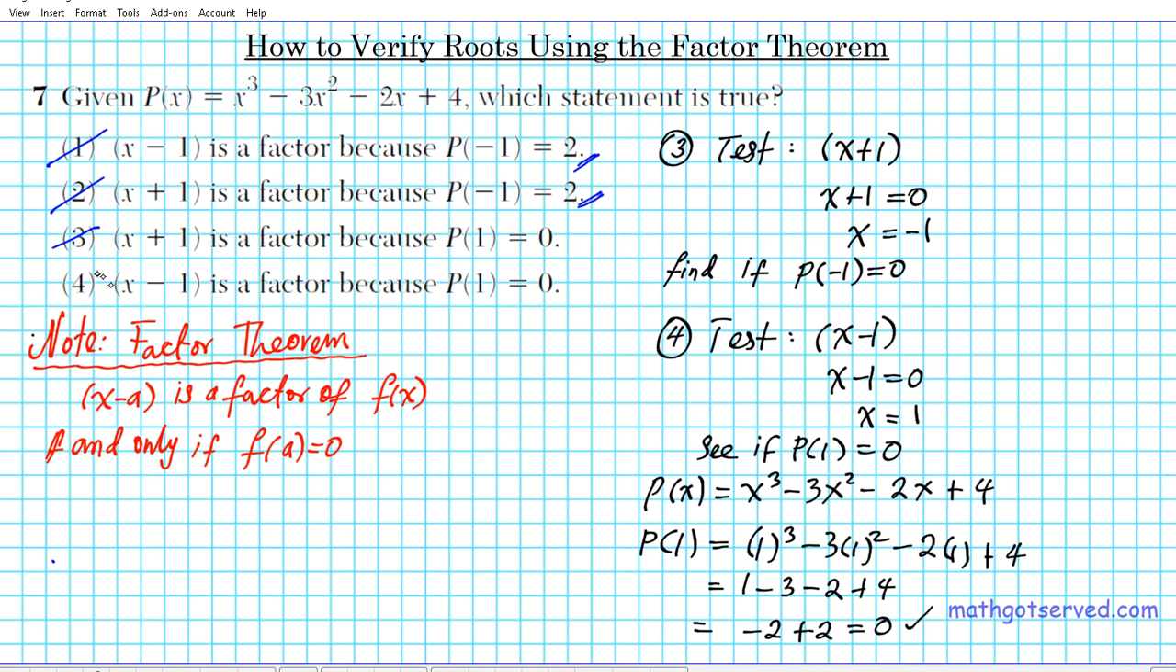Bam! Excellent. We can see that option number 4 is the correct answer, because based on the factor theorem, x minus 1 is a factor if and only if what? Its related root, which is what you get when you set it equal to 0 and solve, p of 1 is equal to 0. So option 4 is the only correct statement that matches with the factor theorem correctly.